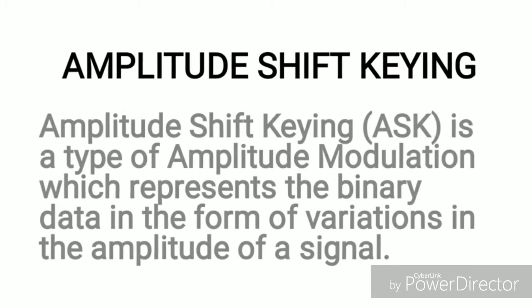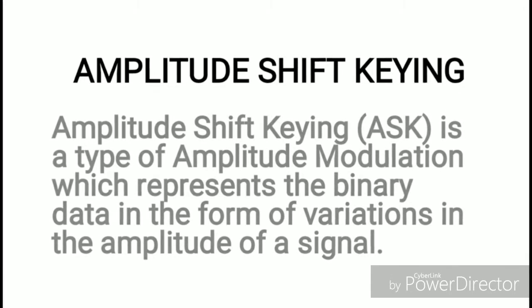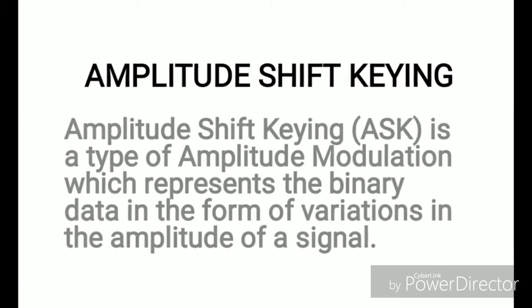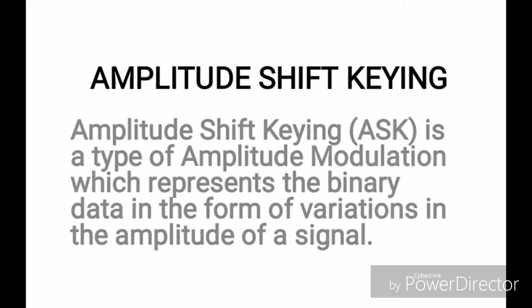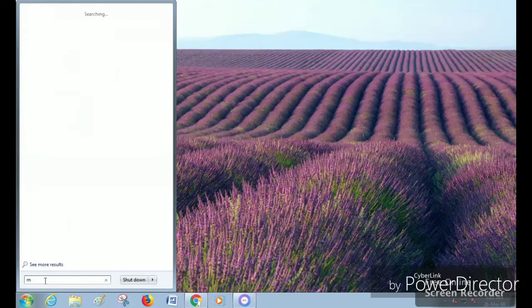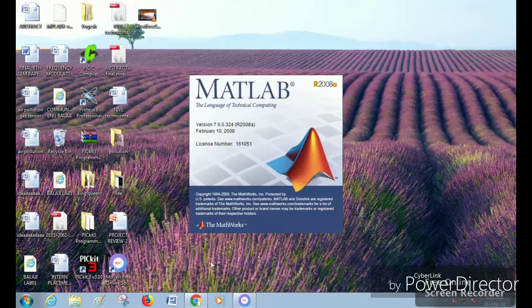Amplitude shift keying. Amplitude shift keying is nothing but the same as amplitude modulation, but it is used to represent the binary data in the form of variations in the amplitude of the signal. Now let me explain how to generate the amplitude shift keying using MATLAB application.